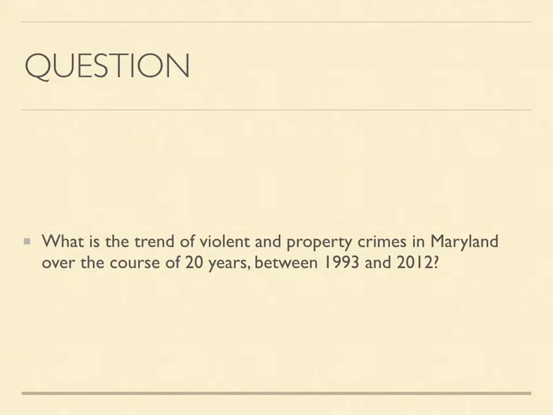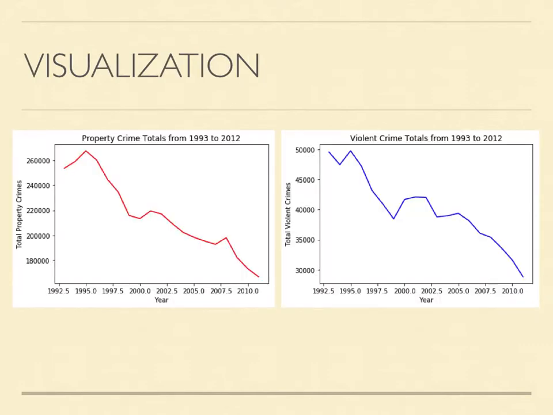The question I chose to analyze is: what is the trend of violent and property crimes in Maryland over the course of 20 years between 1993 and 2012? As we can see, both visualizations show the total property or violent crimes that occurred in Maryland between 1993 and 2012. The visualization on the left shows the property crime totals from 1993 to 2012, and the visualization on the right shows the violent crime totals from 1993 to 2012.